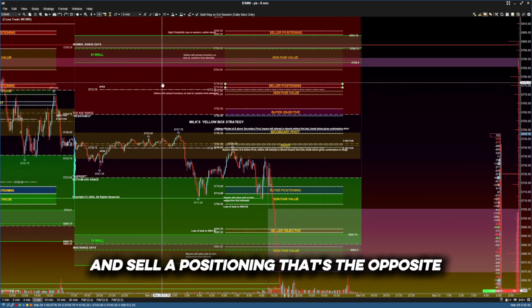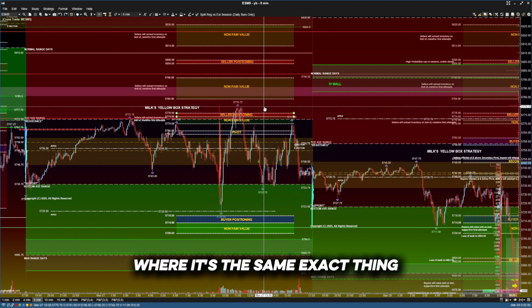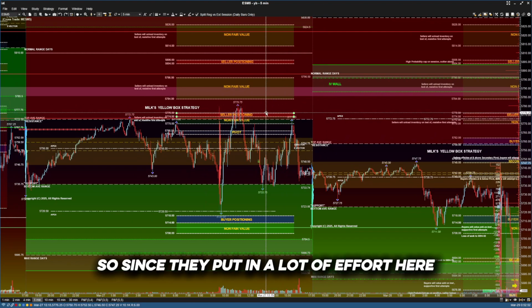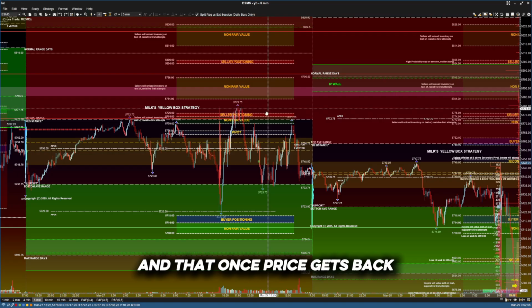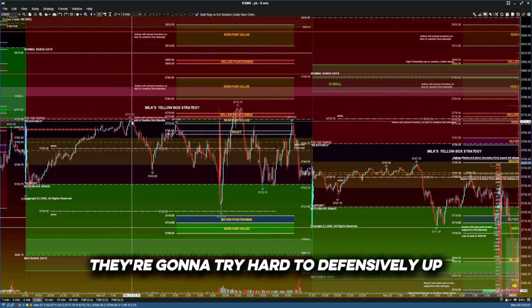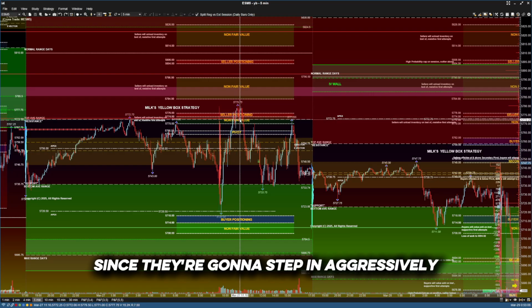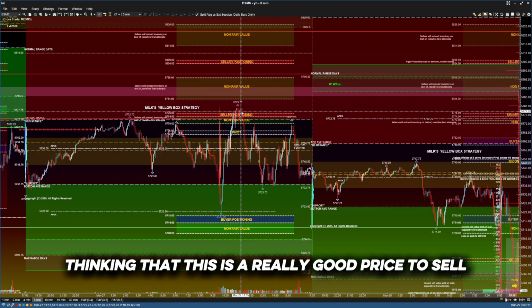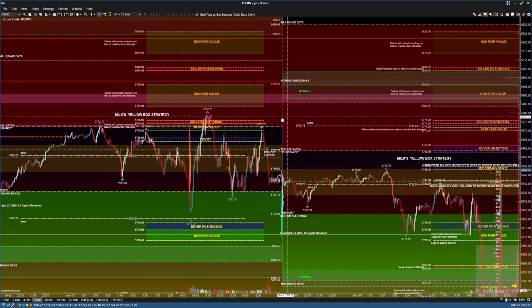And seller positioning, that's the opposite. That's just saying right here, where it's the same exact thing but above price. So since they put in a lot of effort here previously, it shows that they're positioned very well and that once price gets back, they're going to try hard to passively defend this price, since they're going to step in aggressively thinking that this is a really good price to sell and that they can make profit by it going lower.